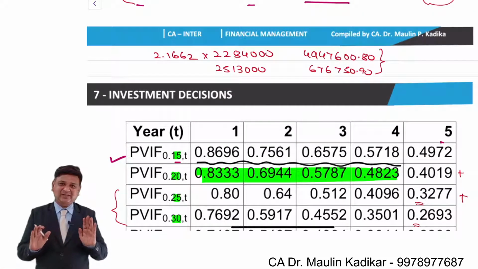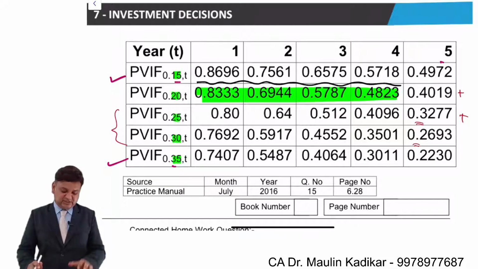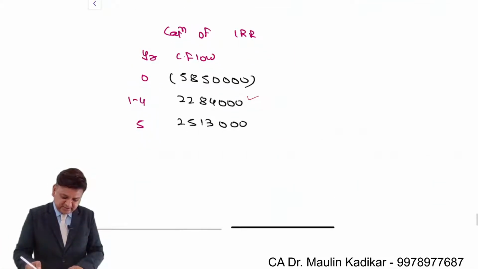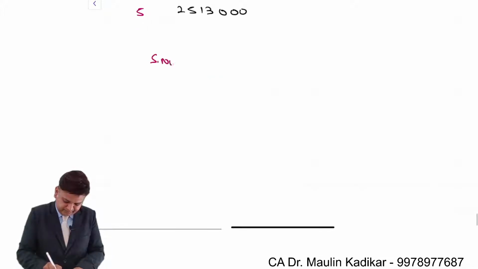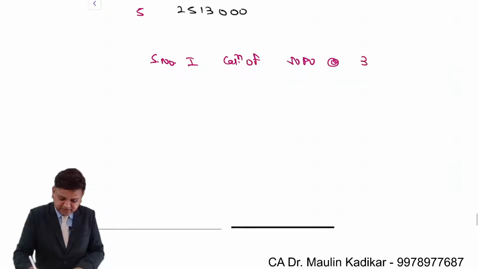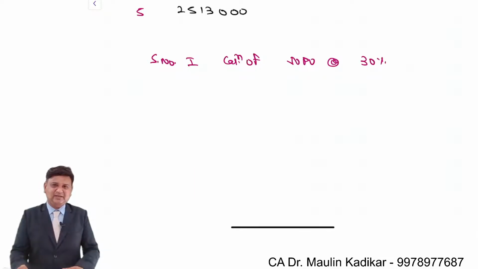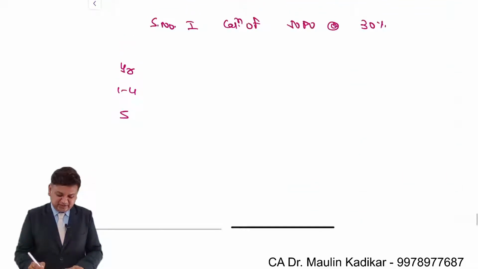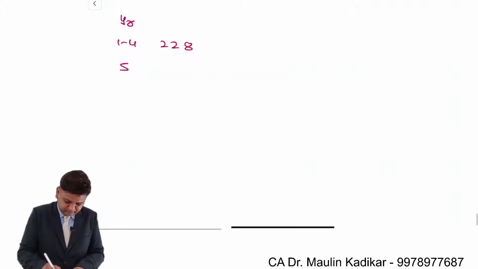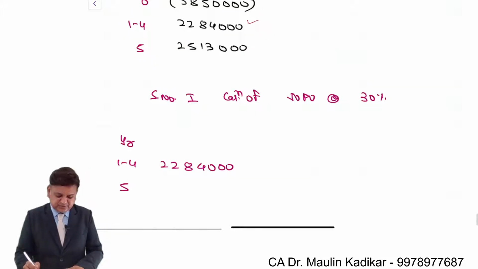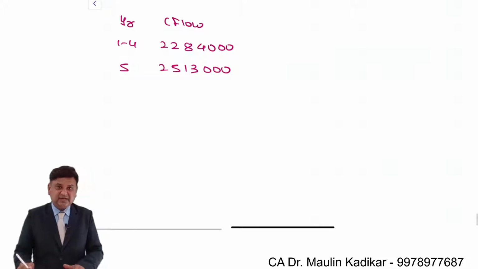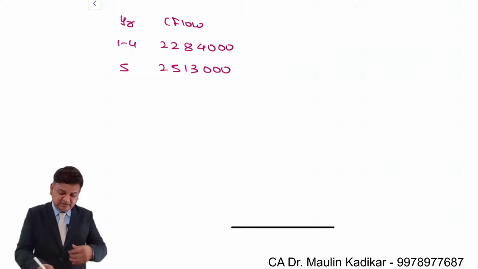So friends, after doing this rough work, we have come to a conclusion that the answer is between 25 and 30. So let us answer. Calculation of IRR in the exam. Step number 1. Calculation of NPV at the rate 30%. Why 30%? The rate is selected for year 1 to year 5. Year 1 to year 4 and the 5th year. You don't have to give any explanation why you are doing it at the rate of 30%. We understand that 15% NPV is positive and we have increased it.